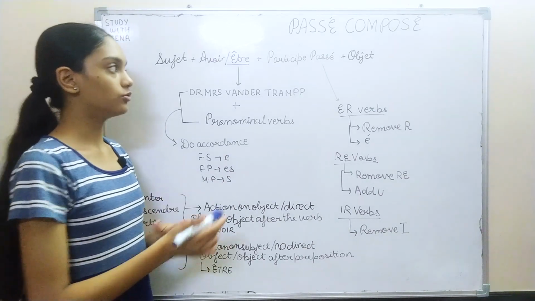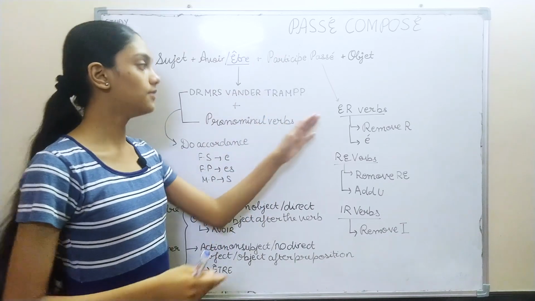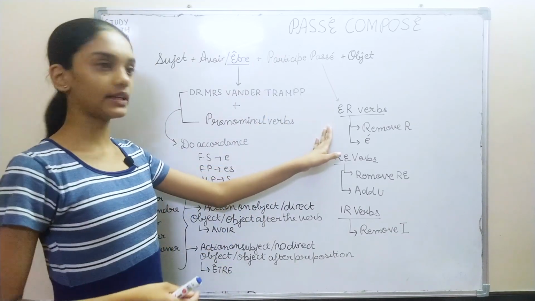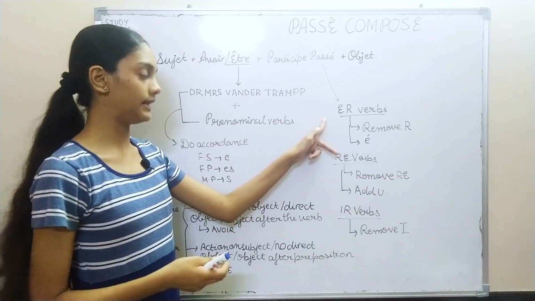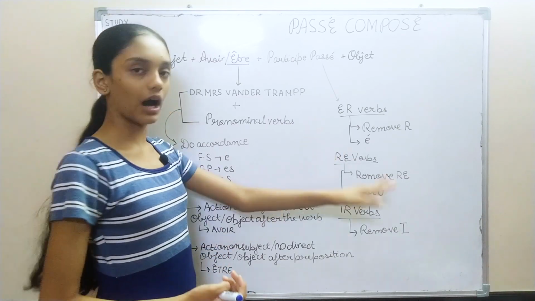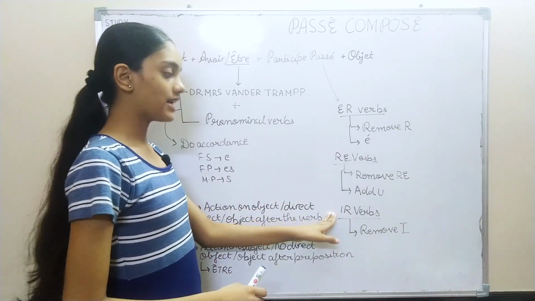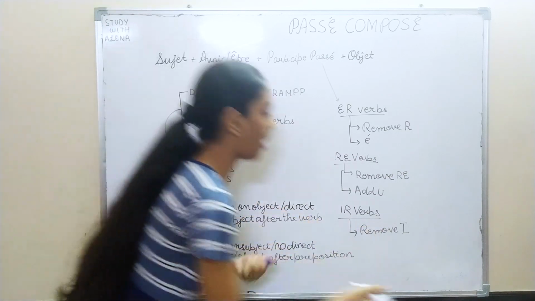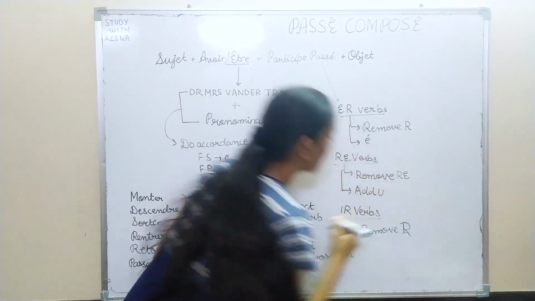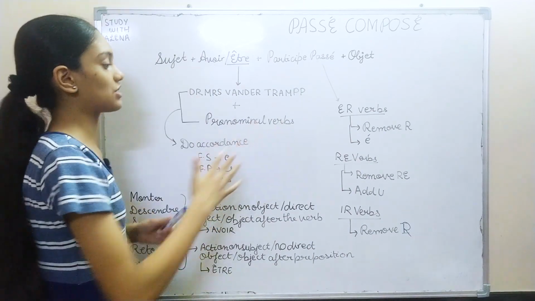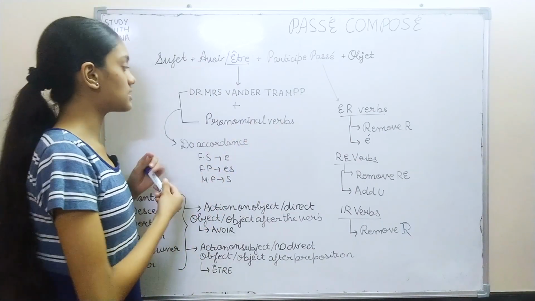So the general rule for forming the past participle is: for er verbs, you remove the r and add an accent aigu on the e. For re verbs, you remove re and add u. And for ir verbs, you just remove the r, not the i. And this is just a general rule. There would be many exceptions.